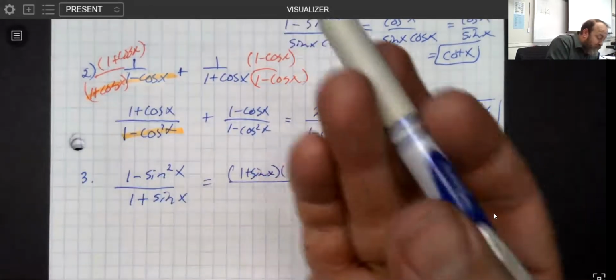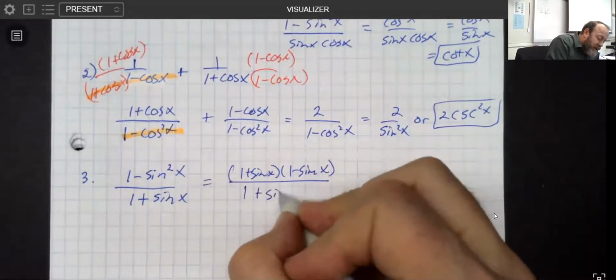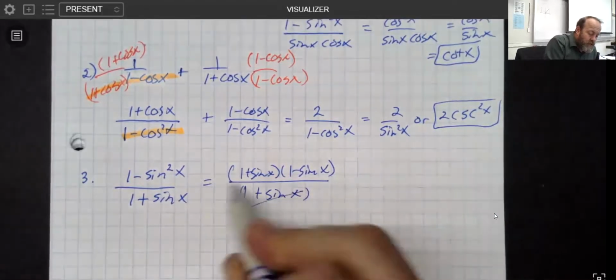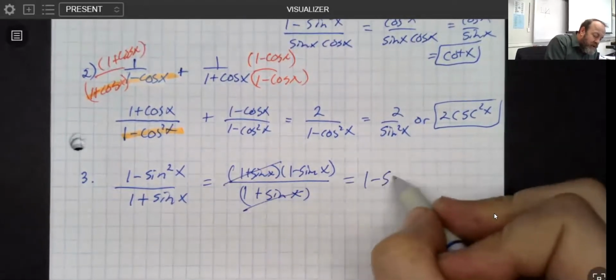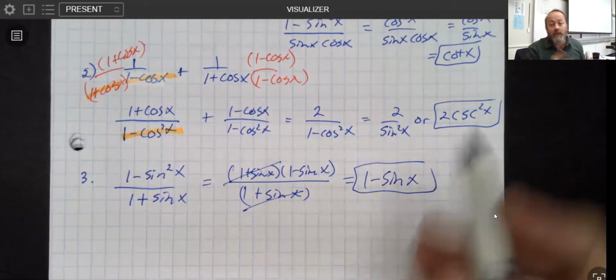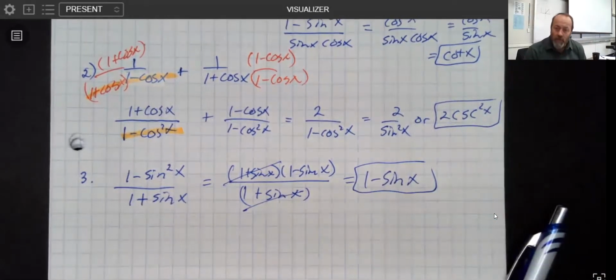I factored. Now, if we rewrite that way, you're going to notice that those would cancel, and all of a sudden we're down very quickly to just simply 1 minus sine, and we're done. That's it. There's nothing more that I could do to that problem to make it easier.